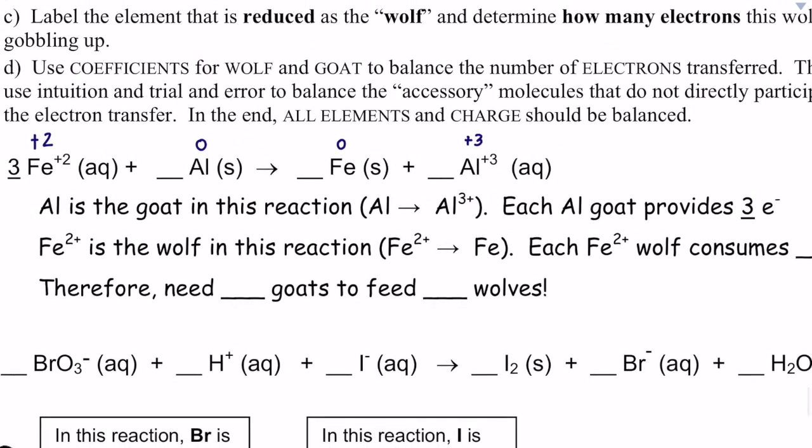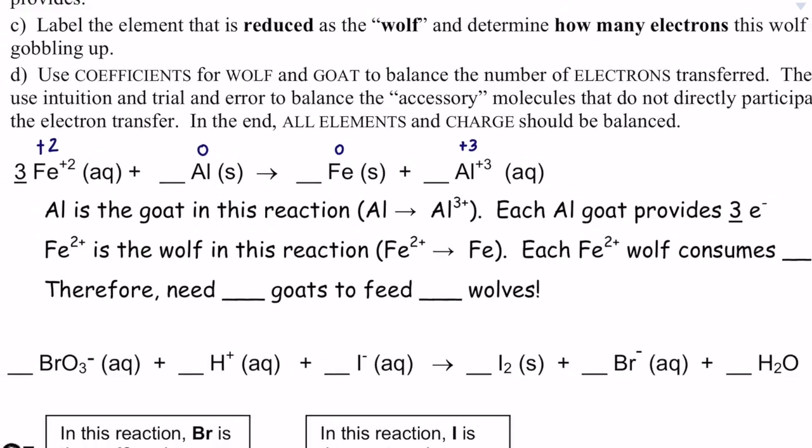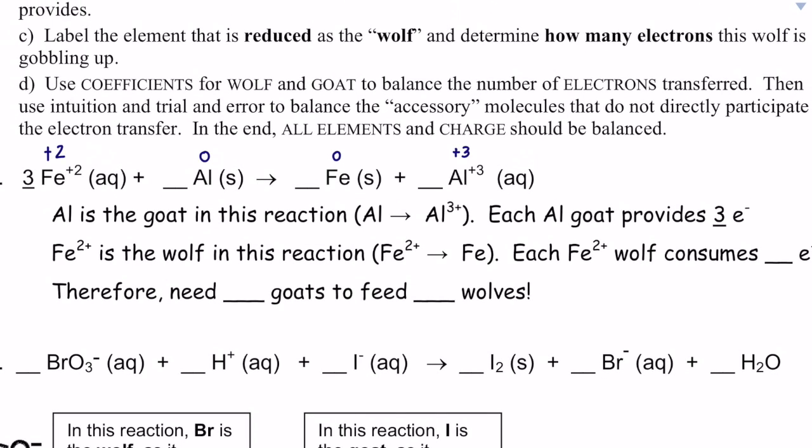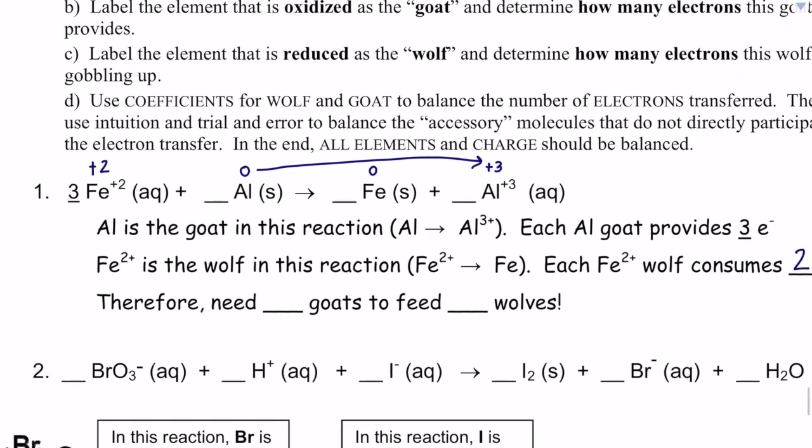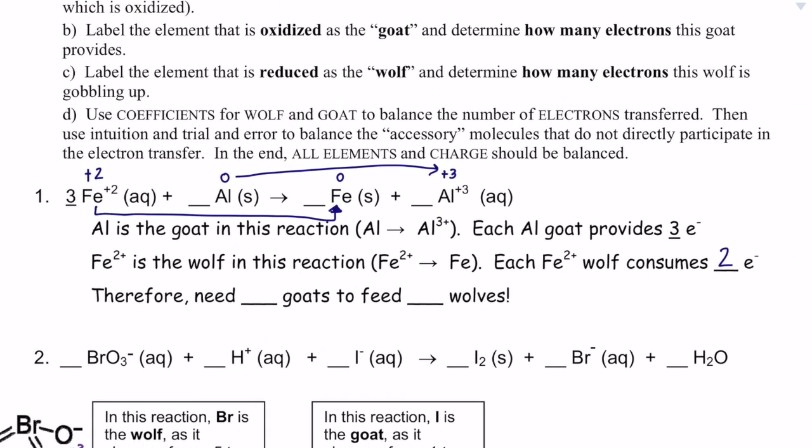So the words underneath say, aluminum is the goat in this reaction because each aluminum goat is providing 3 electrons. So the goat is being oxidized, losing electrons. So aluminum is going from 0 to +3. That means it's losing 3 electrons. Iron, on the other hand, is the wolf in this reaction because it is gaining 2 electrons. It is consuming 2 electrons. So for iron to become 0, it needs to gain 2 negative charges, or 2 electrons.